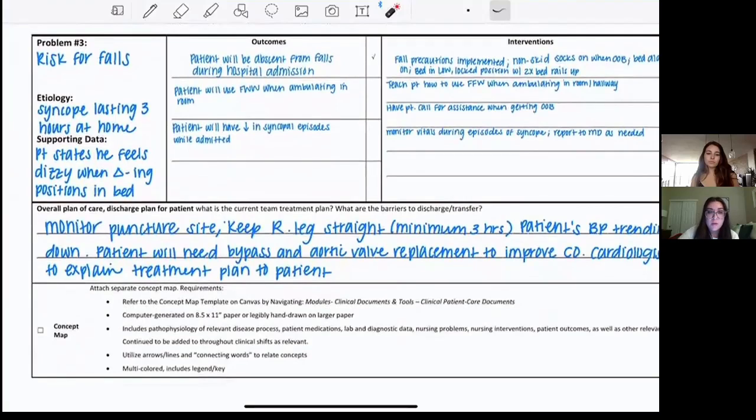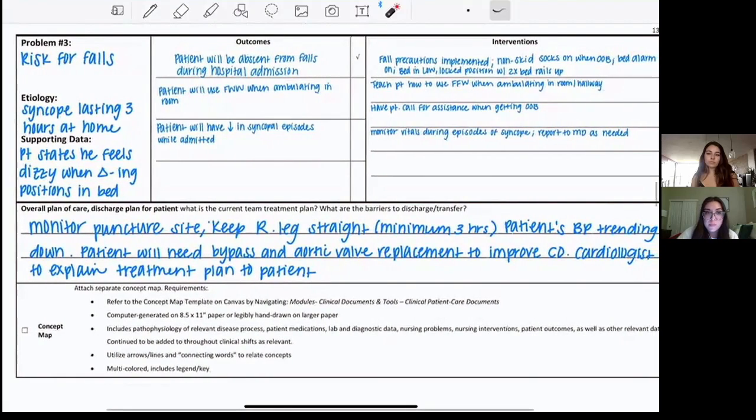And then my third problem, he is at risk for falls. You typically don't want to put your risk diagnoses as your priority 1 or 2 nursing diagnoses. This is more of a preventative diagnosis. Again, he does have that syncope at home, so he is at risk for falls. He does use a four-wheel walker that he doesn't typically use at home. He's dizzy when he's changing positions in bed. So again, I have my outcomes listed here. These are the goals that I want to set for my patient, and then my interventions on the side as to how I'm going to reach those goals for him.